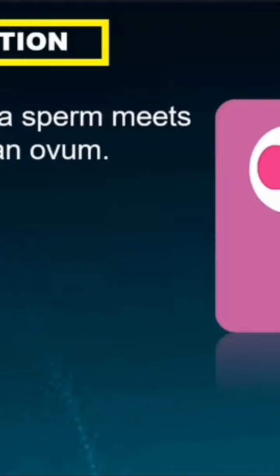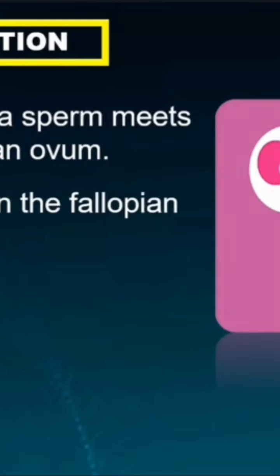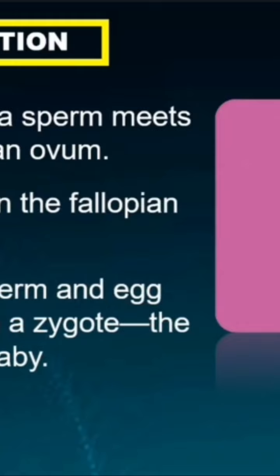When a sperm meets and fuses with an egg, it forms a zygote. This process is called fertilization, and it occurs usually in the fallopian tube. Fertilization is of two types, internal and external fertilization.